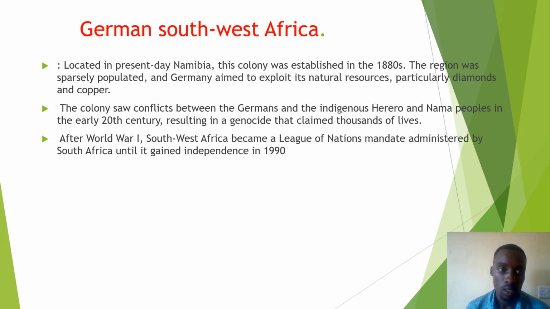German South West Africa is located in present-day Namibia. This colony was established in the 1880s. The region was sparsely populated and the Germans aimed to exploit its natural resources, particularly diamonds and copper. The colony saw conflicts between the Germans and the indigenous Herero and Nama peoples in the early 20th century, resulting in a genocide that claimed thousands of lives.